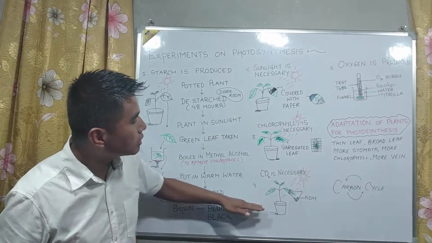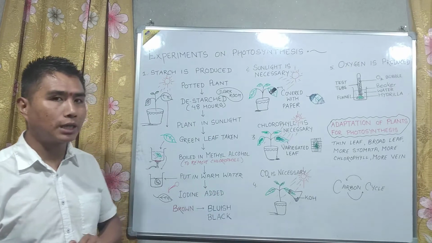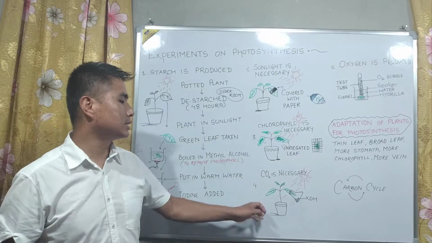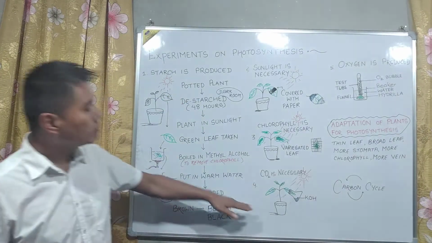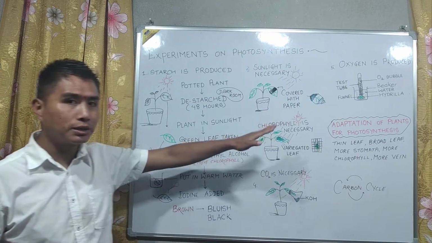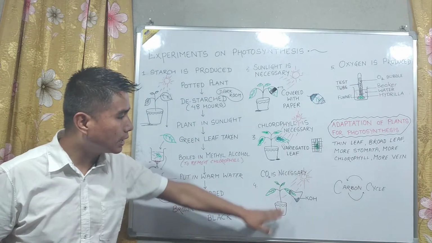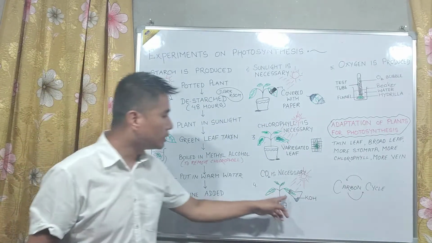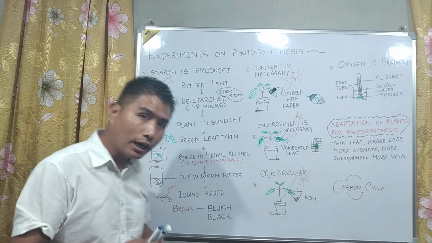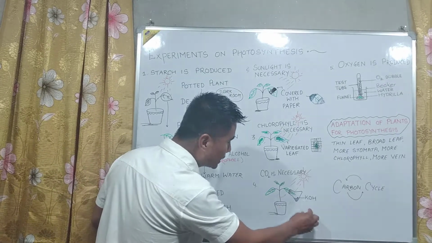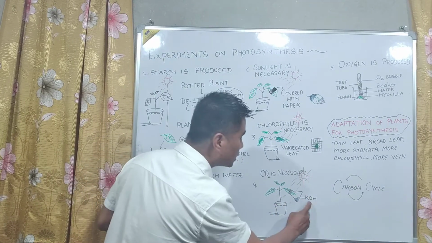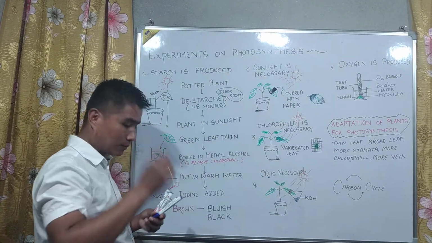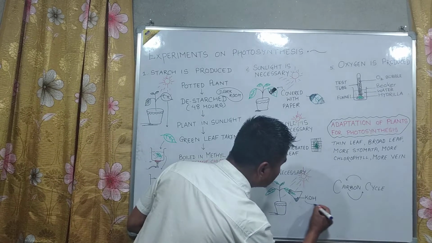Next is carbon dioxide is necessary. Most of the time this experiment comes. Again, the same experiment. We take a potted plant and keep it in a dark room for 48 hours. We take the potted plant outside in the sunlight. But what is done is we take a leaf, and half of the leaf is inserted in a conical flask which contains potassium hydroxide. Now try to understand this. This is potassium hydroxide.